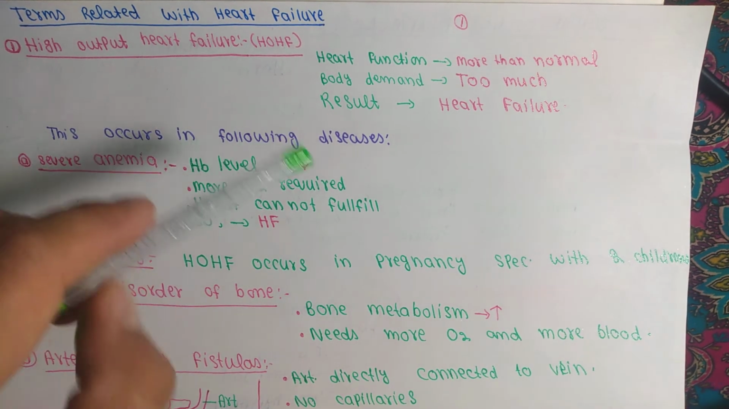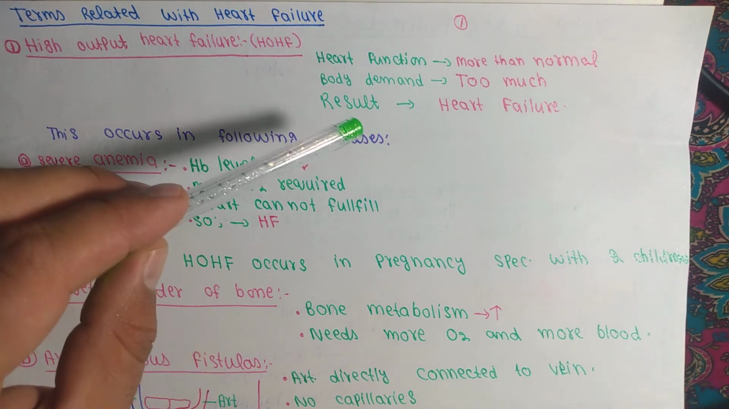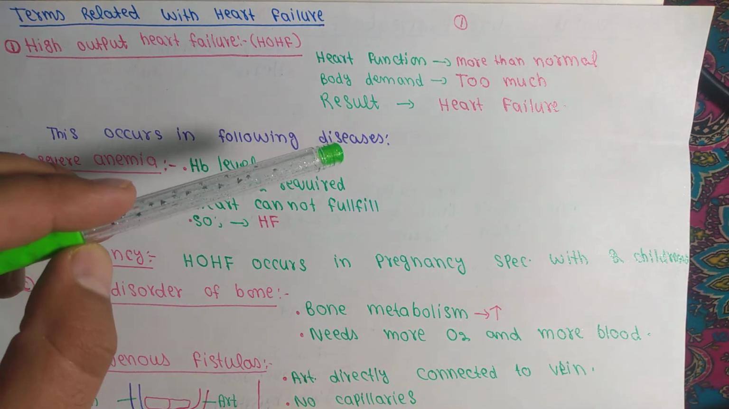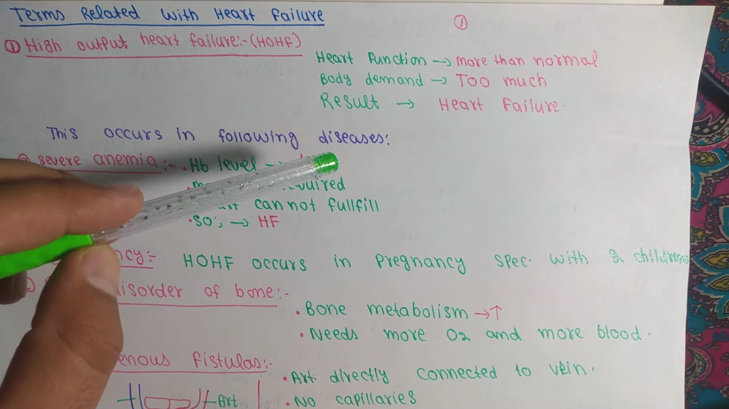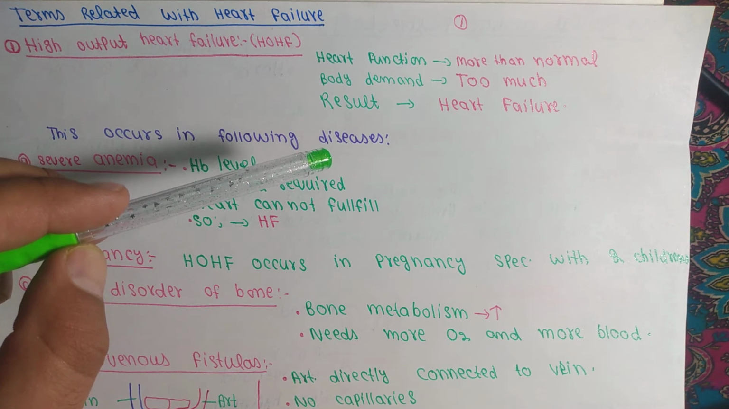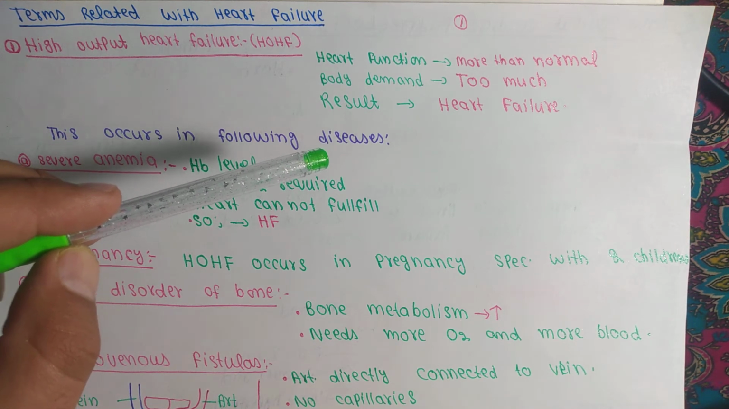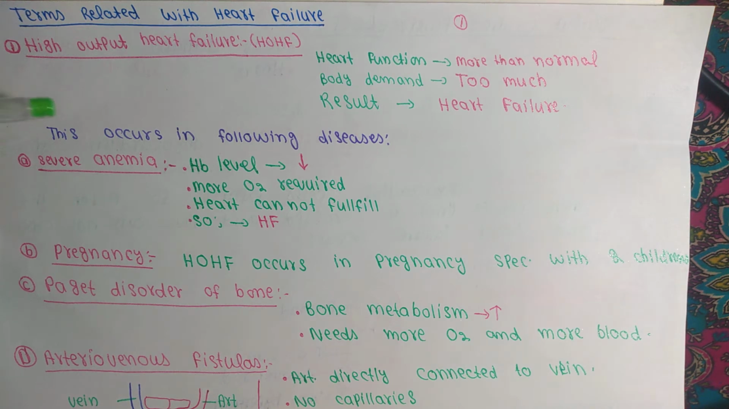So, heart function is more than normal. It means that the myocardium and other factors are working normally, but the demand of the body is so much increased that heart failure occurs because the heart cannot fulfill these needs of the body. So here we will discuss the diseases in which this occurs. What are the different diseases in which high output heart failure occurs?